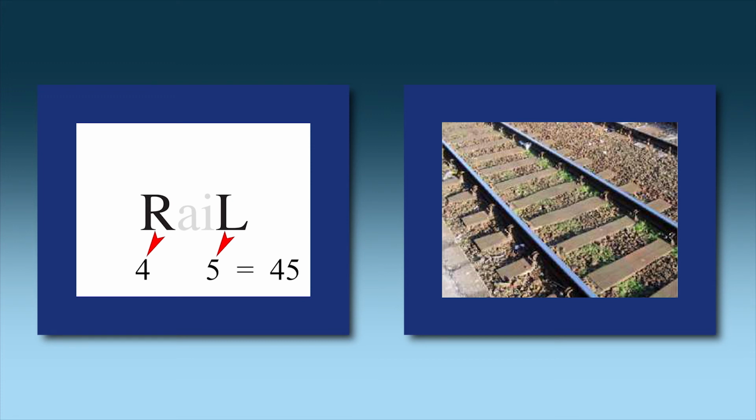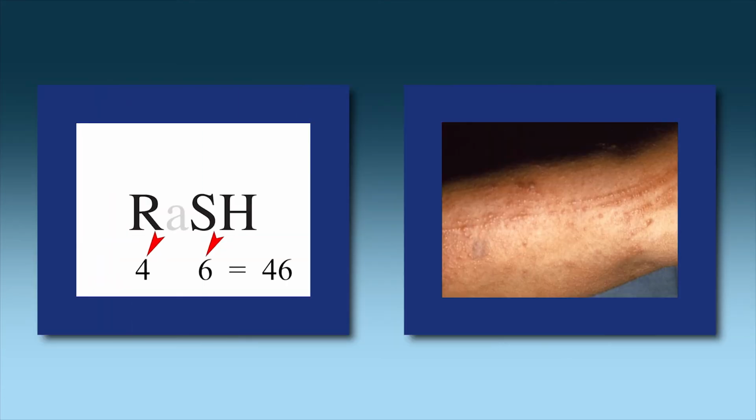L is 5 fingers, stop the traffic, make the shape of an L. Oh, rail, R is 4, fourth letter in 4 is R. Oh yeah, so rail is 45. Very good. What's 46? Rash. You know, rash on the skin, that's 46.